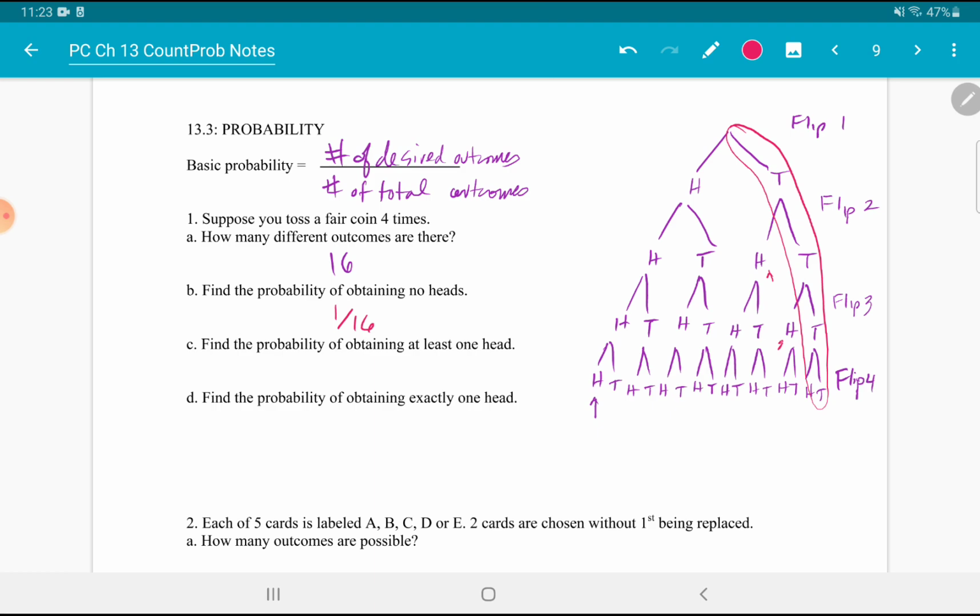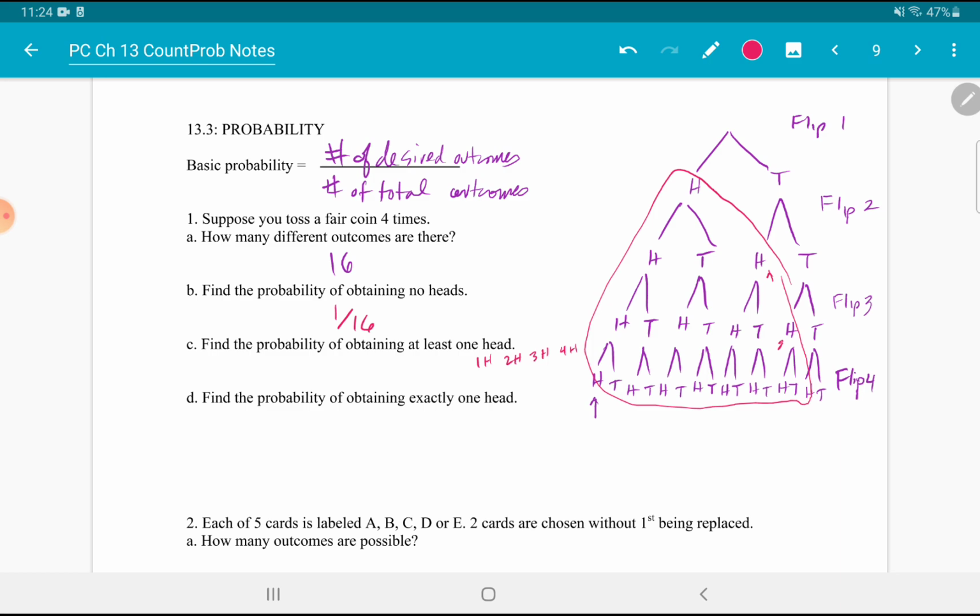Find the probability of obtaining at least one head. If we want at least one head, we can have 1 head, we can have 2 heads, we can have 3 heads, we can even have 4 heads. We have all the possibilities. Well, if you can have 1 head or 2 heads or 3 heads or 4 heads, then the idea there is that it's basically the rest of what we had not gotten previously, because you can just have anything with an H in it, right?